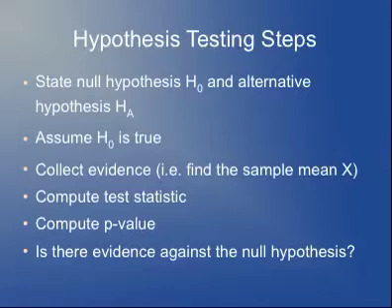Then you assume that the null hypothesis is true, and then we want to collect evidence such as finding the mean of the sample. And then we compute the test statistic and compute the p-value. And then from the p-value, we can see if there's evidence against the null hypothesis. So all of these steps, we want to refute the null hypothesis. So if we think that the null hypothesis is true, you can't really use these steps here. So this is one way to refute the null hypothesis, is using these steps.